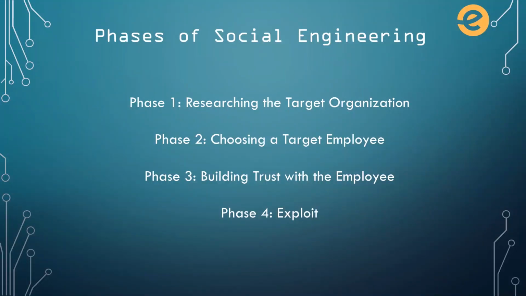Just a quick recap, the 4 phases of social engineering that we discussed in this video are Phase 1, researching your target organization, Phase 2, choosing an employee at the target organization, Phase 3, gaining the trust of that employee, and Phase 4, exploiting that employee's trust.